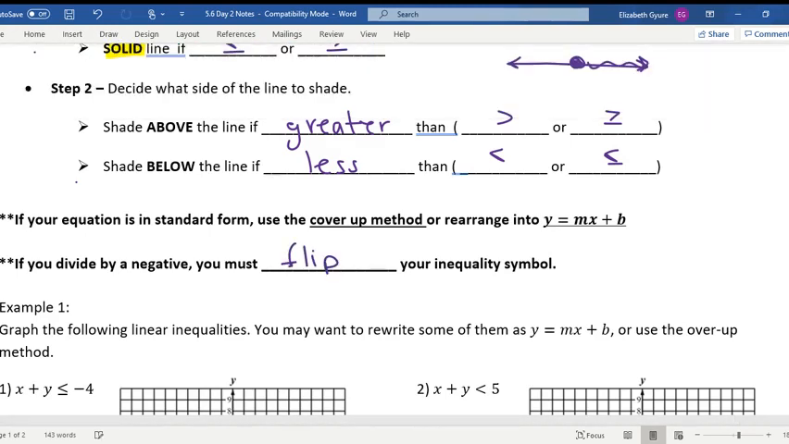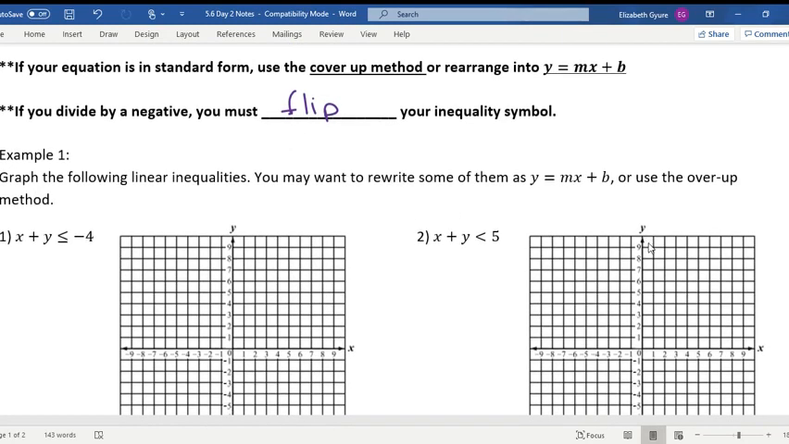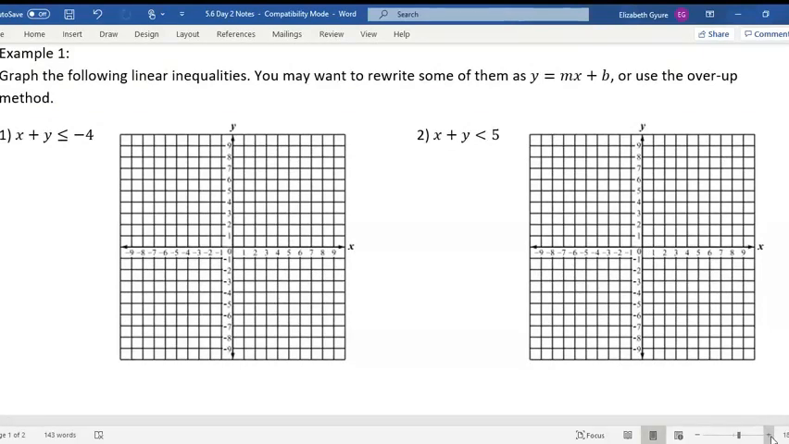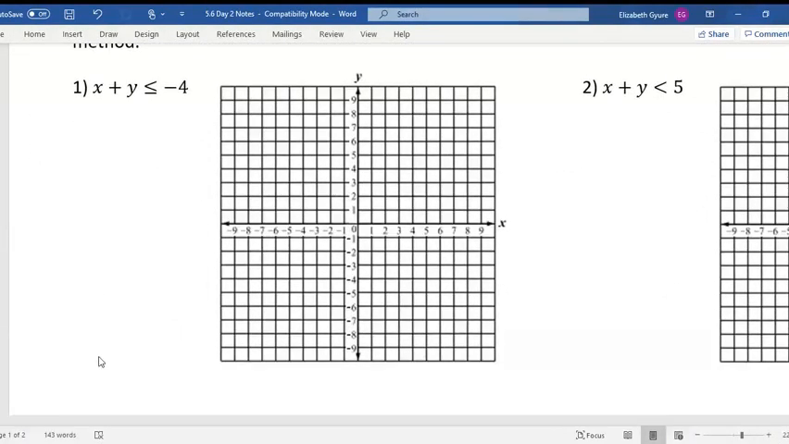But I think we're going to try to stick with the cover-up method when we can. All right, so graph the following linear inequalities. You may want to rewrite some of them as y equals mx plus b or use the cover-up method. So I tried to put some basic ones first. We have x plus y is less than or equal to -4.